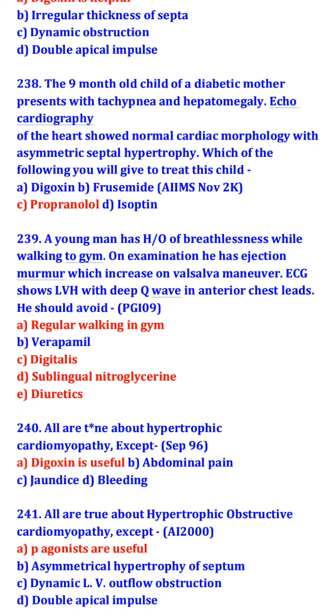A young man has a history of breathlessness while walking to the gym. On examination, he has an ejection murmur which increases on Valsalva maneuver. ECG shows left ventricular hypertrophy with deep Q waves in anterior chest leads. He should avoid regular walking in the gym, digitalis, sublingual nitroglycerin, and diuretics.